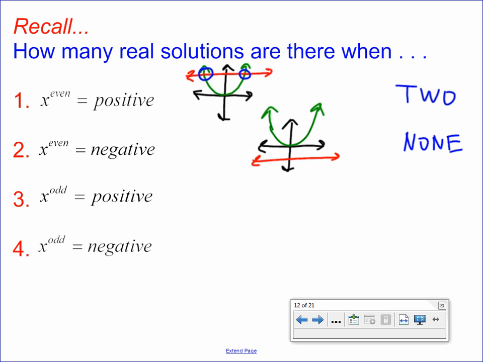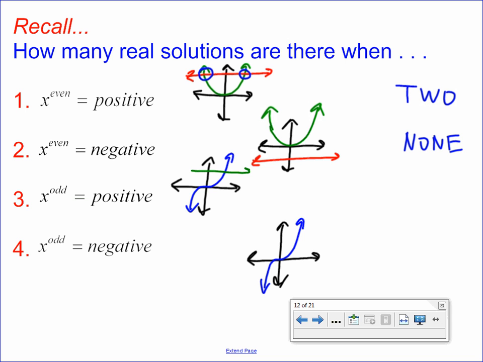No real solutions. Awesome. What if we had an odd power function? An odd power function set equal to a positive number. And lastly, an odd power function set equal to a negative constant number. All right, number 3, odd power function set equal to a positive. How many real solutions do we expect to see? Braden? 1. I agree, so there's 1.